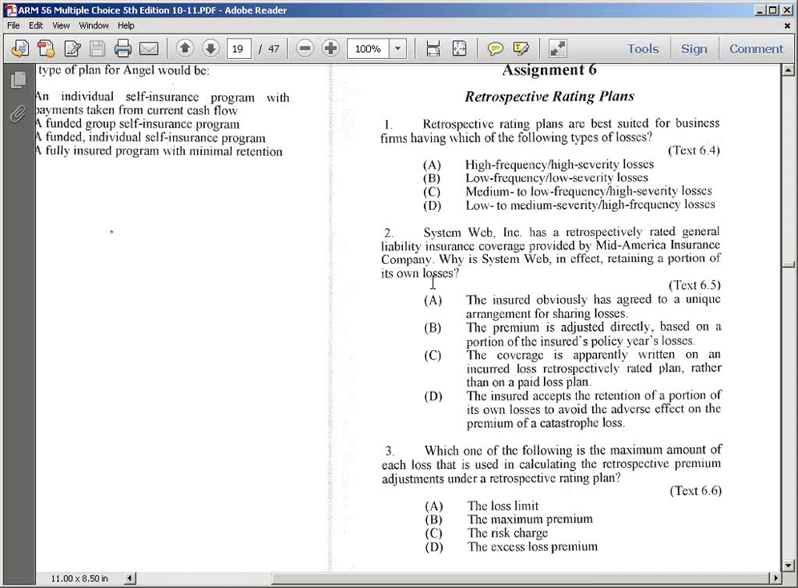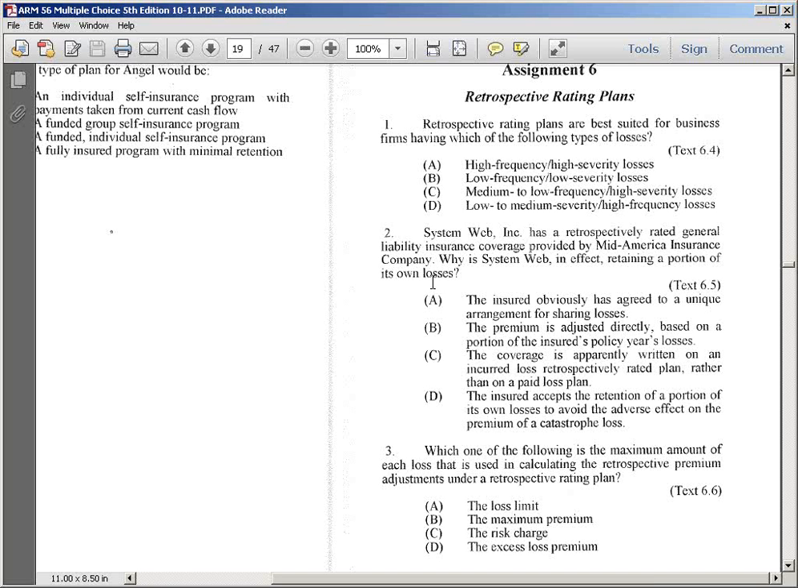Obviously the first answer, A, high frequency, high severity. You want to get out of business. You don't want to be doing any type of insurance. No one will insure that type of loss in the first place, right? So B, low frequency, low severity losses. Well, that you're going to want to retain. You're not going to want to buy insurance for low frequency, low severity. It doesn't happen that often, and when it does, it's not that expensive. So C, medium to low frequency, but high severity losses.